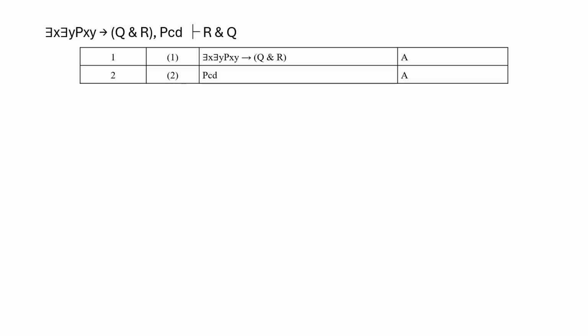Two-place predicates work the exact same way as one-place predicates. It's just that we have to be careful about the order in which we introduce our quantifiers. If we look at this first argument, we have a conditional statement up here. This is our antecedent, this is our consequent, and the arrow is the main operator holding this statement together, so we're going to have to arrow out to get Q and R.